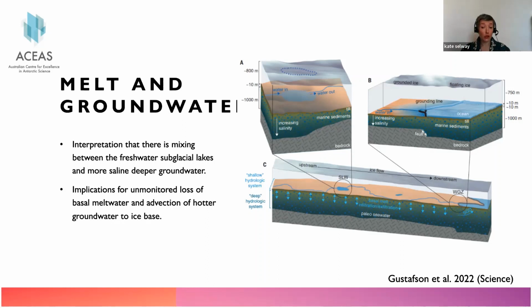So again, it could mean that because we have this basal melt layer that's seeping into the deeper groundwater systems, as those groundwater systems maybe are lost out at sea, then that's unmonitored loss of meltwater. And there's also the potential that because those systems are linked, that deeper groundwater, which is likely to be hotter, could be advected up close to the base of the ice sheet, increasing the heat there and helping to melt the ice there.